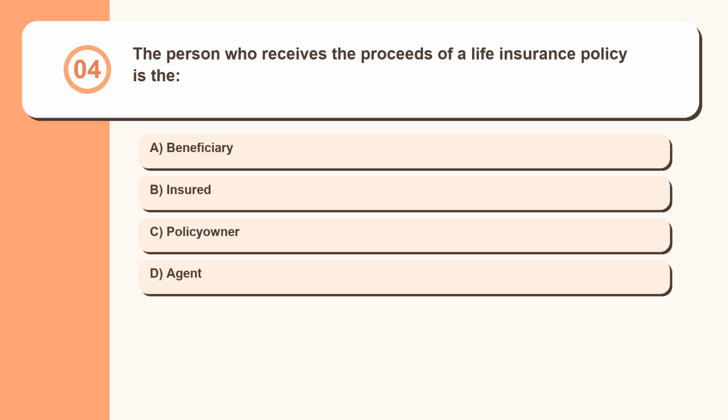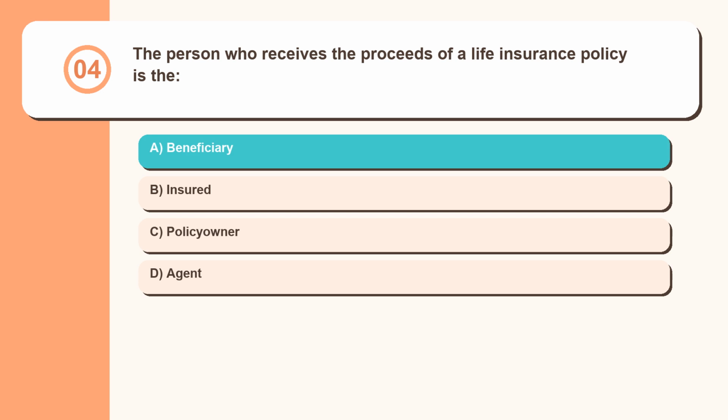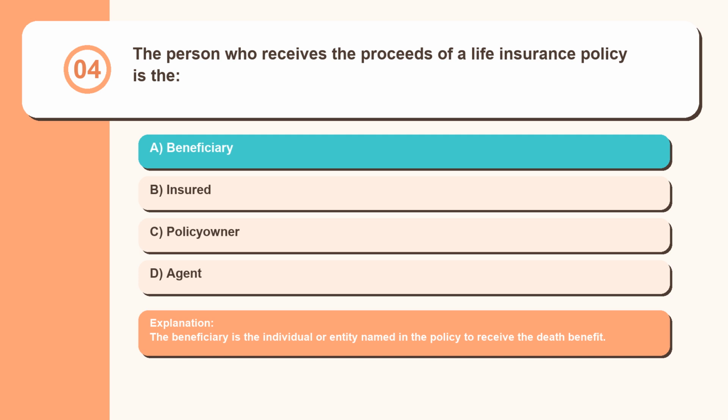Question 4. The person who receives the proceeds of a life insurance policy is the: beneficiary, insured, policy owner, agent? The beneficiary is the individual or entity named in the policy to receive the death benefit.